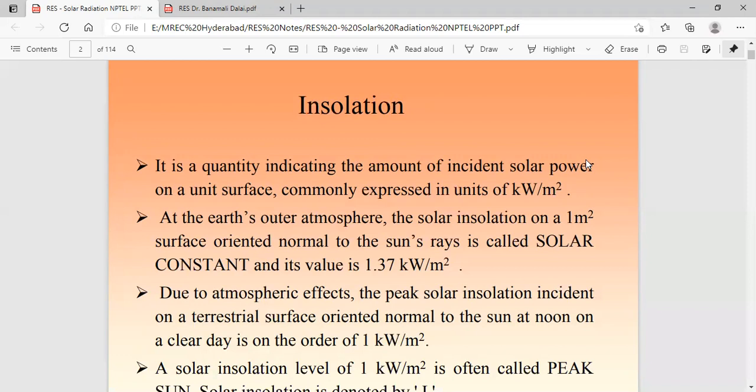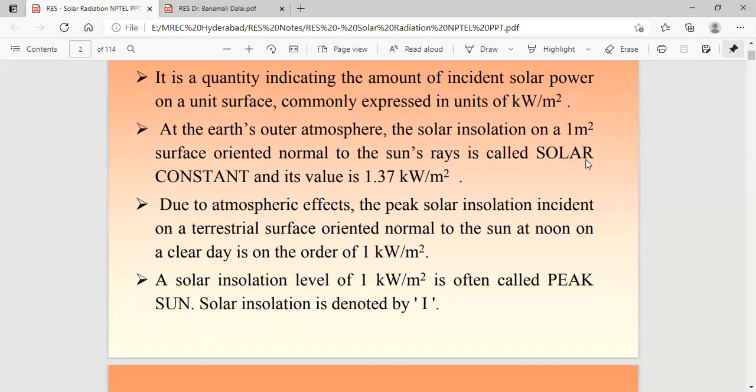Due to atmospheric effects, the peak solar insolation incident on a terrestrial surface oriented normal to the sun at noon on a clear day is on the order of 1 kilowatt per meter squared. A solar insolation level of 1 kilowatt per meter squared is often called peak sun. Solar insolation is denoted by I.